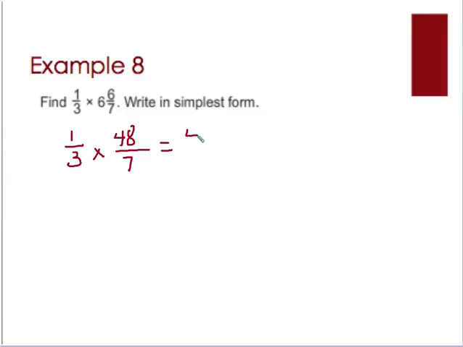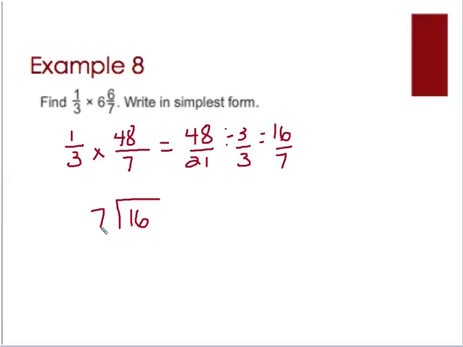Multiply across, I get 48 on the top and 21 on the bottom. Well, I look at that and I know that they both have a 3 in common, so I'm going to divide by 3, and I get 16 on the top and 7 on the bottom. That's an improper fraction, so I'm going to divide. 7 goes into 16 2 times. There's 2 left over, so my answer is 2 2/7.